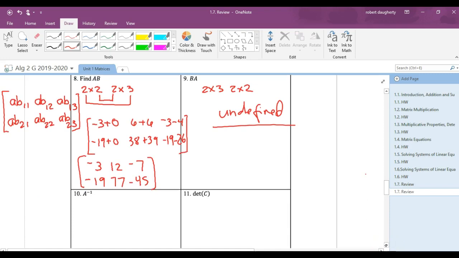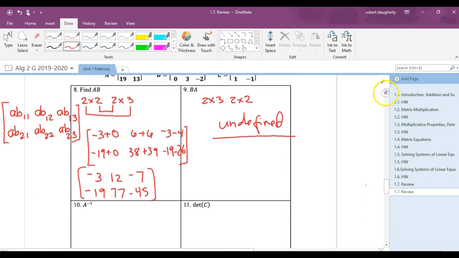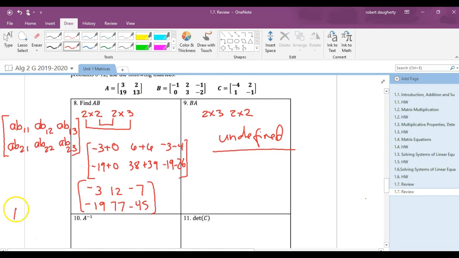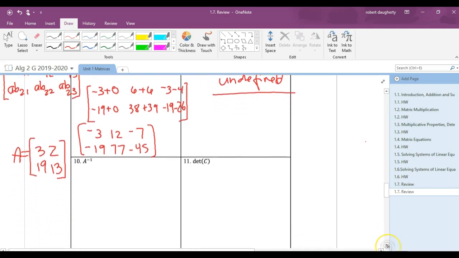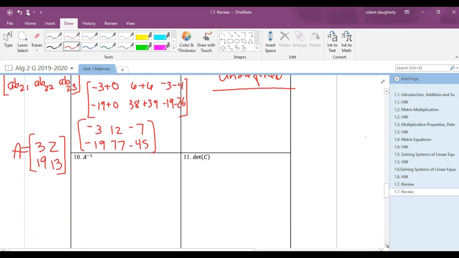Finding A inverse, okay? So to find A inverse, let me just write A. A is 3, 2, 19, 13. To find A inverse, first I have to find the determinant. So the determinant of A is 3 times 13 minus 2 times 19. That's 39 minus 38, that's 1.